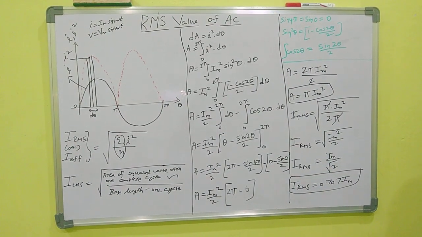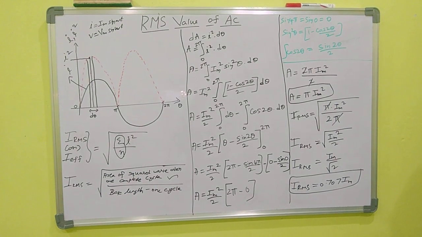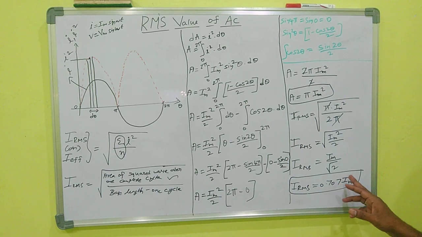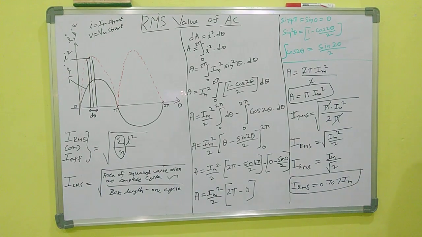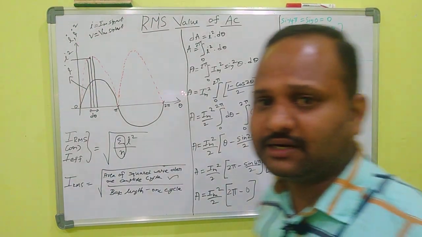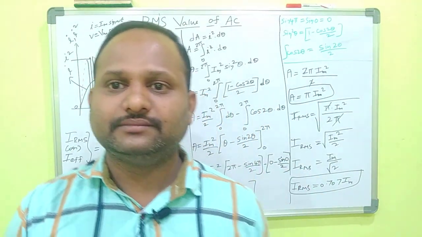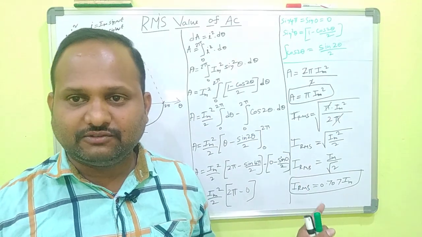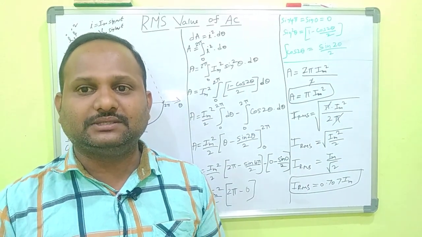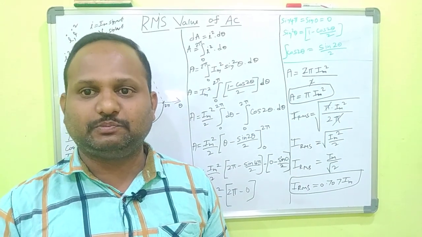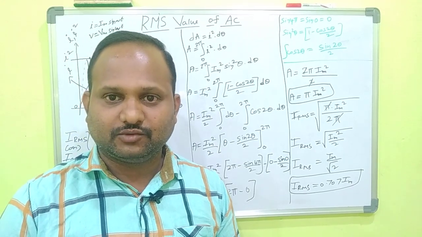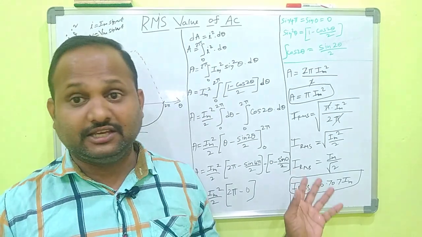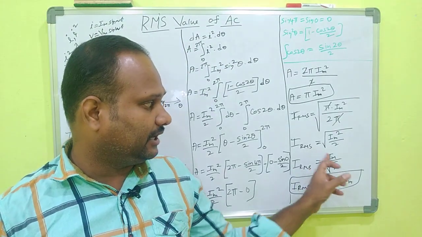So the RMS value of alternating current is equal to 0.707 times the maximum current. Here, which is greater, maximum current or RMS current? Maximum current is greater. The RMS current of alternating current is equal to 70.7% of its maximum current, its peak value. Okay, that is the final conclusion. So that is the expression for IRMS: IRMS equal to Im by root 2.